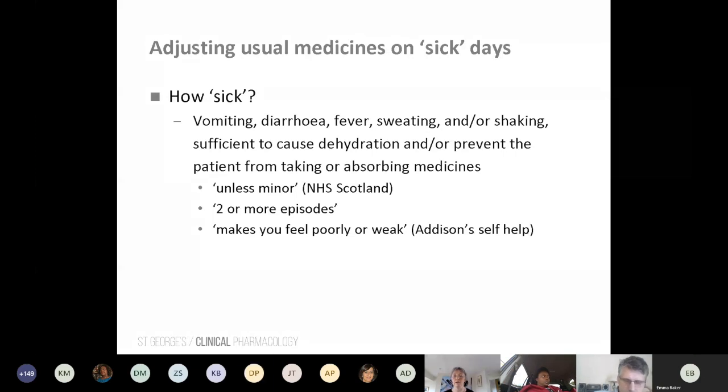NHS Scotland attempted to imagine the patient trying to make sense of this.